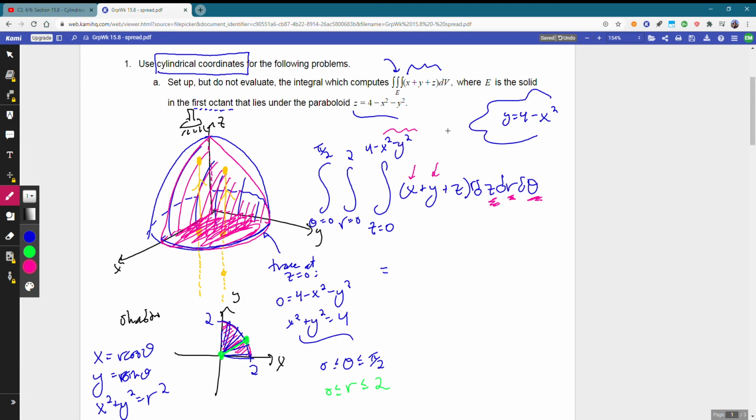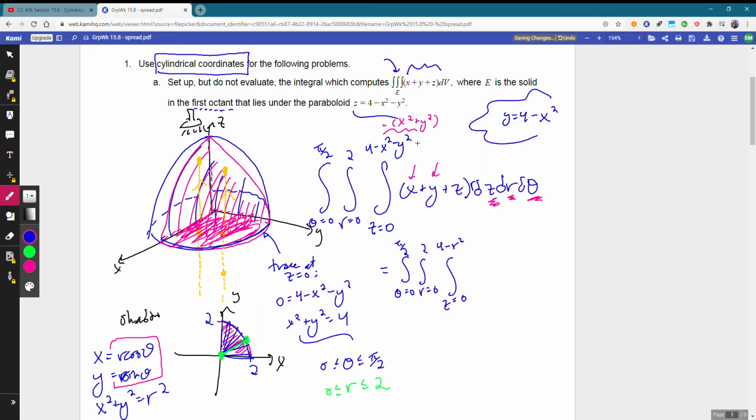And so here in our function, we can just swap in what x and y are through our translation equations. But up here, the minus x squared minus y squared, we can pull out that negative, and we can use our Pythagorean theorem identity to translate that nice and clean. So here we go: theta from 0 to pi over 2, r from 0 to 2, z from 0 to 4 minus r squared.